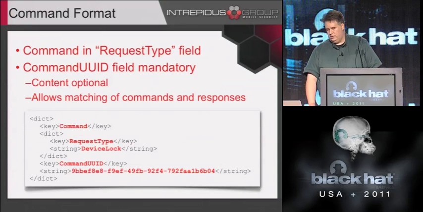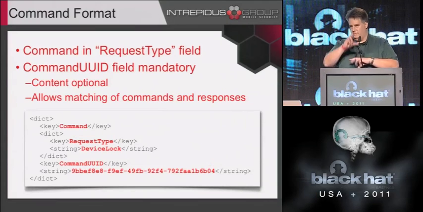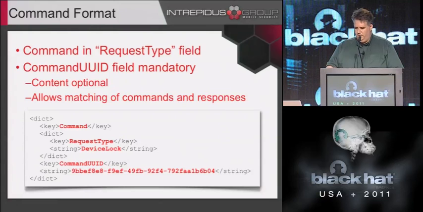And here's what the commands look like. Again, everything's just plist. You can tell I'm starting to drop off the XML headers and footers. This has a top-level key called Command, which is a dictionary of subordinate data. Most of them don't have extra content other than the request type. In this case, the request is DeviceLock. And then at the bottom, you see the CommandUUID. It's just a random string that's sent to uniquely identify the command that's being issued.